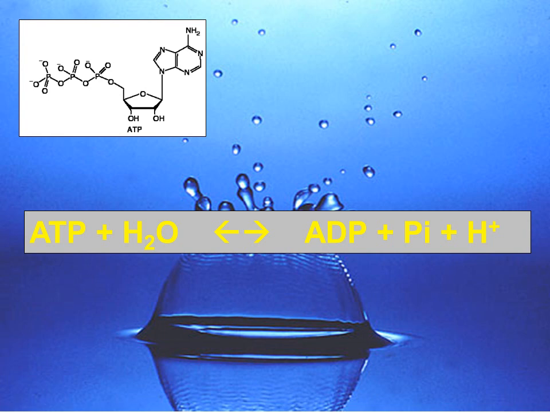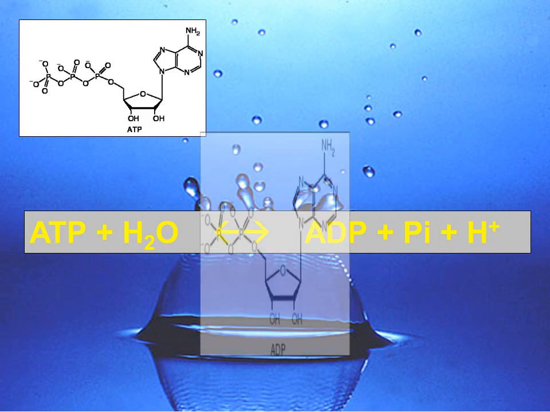And it works like this. You have the ATP to which you add water. And you'll see in a moment it's a reversible reaction. That's what the arrows going in both directions mean. But by adding water, we get what is called ADP plus Pi plus H+.